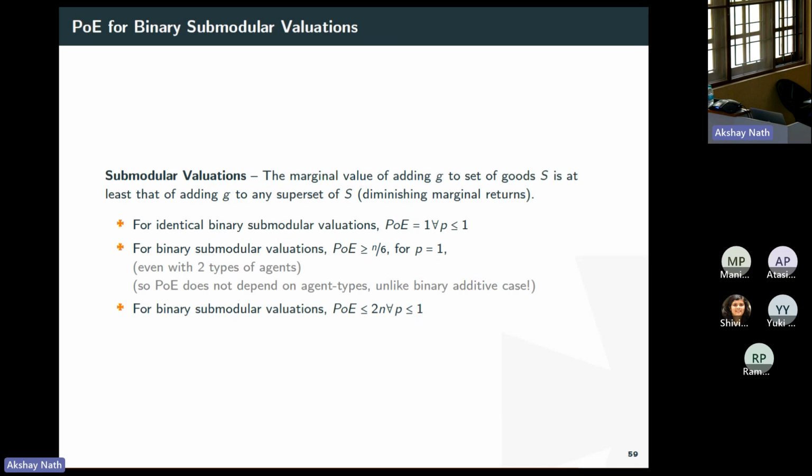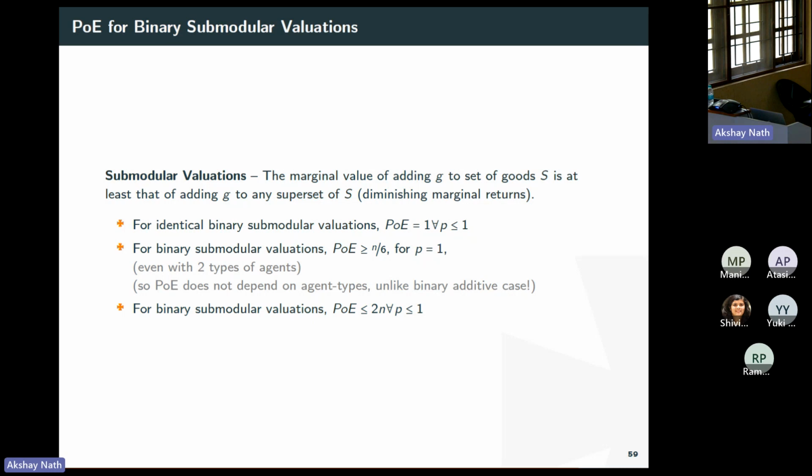Okay, so this was all regarding the bounds and the good things for additive valuations. Moving on to submodular valuations. Submodular valuations are the ones which follow the diminishing gains property. If there is a larger subset and you add a good to it, it brings lesser utility compared to bringing that same good to a smaller subset. For submodular valuations, if they are identical, then the price of equity is 1. Otherwise, for binary submodular valuations, where the marginal gain is either 0 or 1, the price of equity is n over 6. This is true even for 2 agent types.